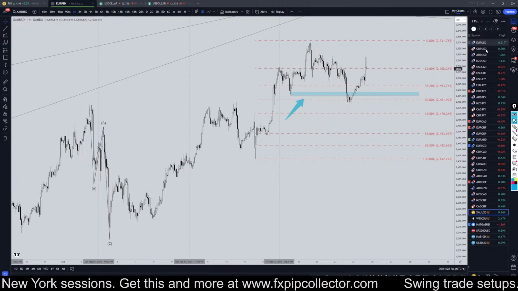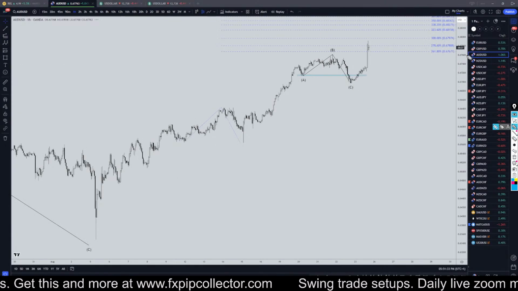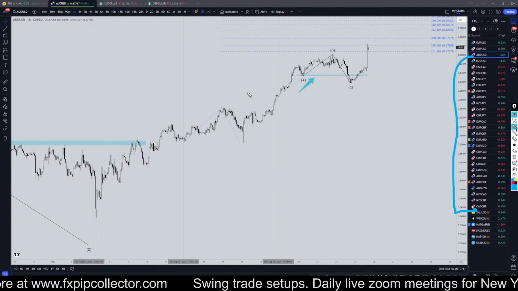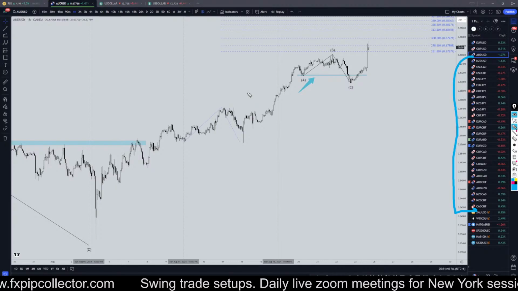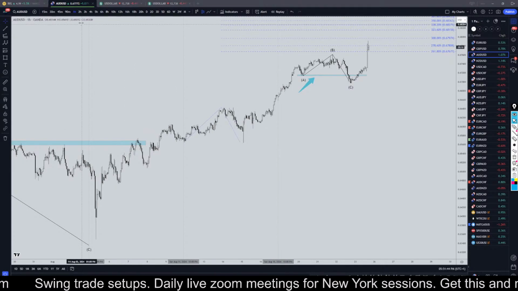I trade the euro dollar, the pound dollar, and the Aussie dollar, my main pairs, and then pretty much everything else I swing trade, like real swing trading, holding on for days, sometimes weeks. I have some trades that I've been holding on to for over 2 weeks, 2 or 3 weeks.